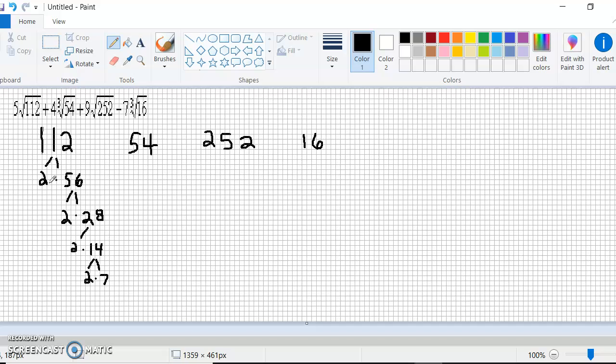16. The square root of 16 is 4. So now I have 5 times 4 square root of 7. So 5 times 4 is 20. So my first one I'll be adding is 20 square root of 7. Okay, so let's go ahead and factor this.